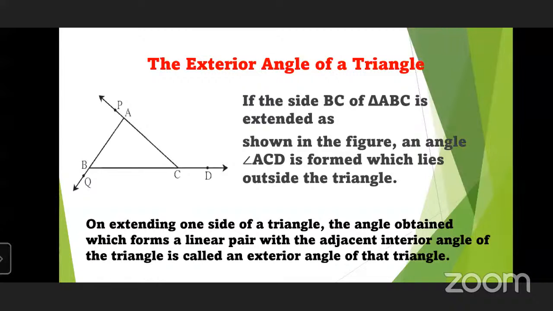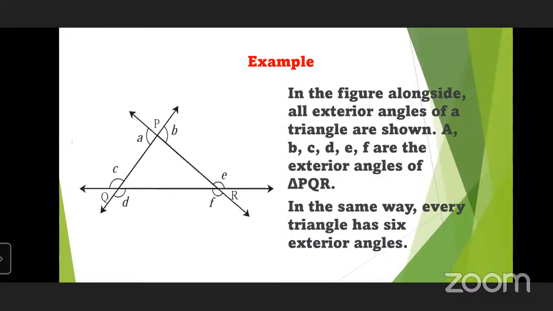So the angles outside of a triangle are known as exterior angles of a triangle. Let's take an example. In the figure alongside, all exterior angles of a triangle are shown. Now, A, B, C, D, E, F are the exterior angles of triangle PQR. In the same way, every triangle has 6 exterior angles.